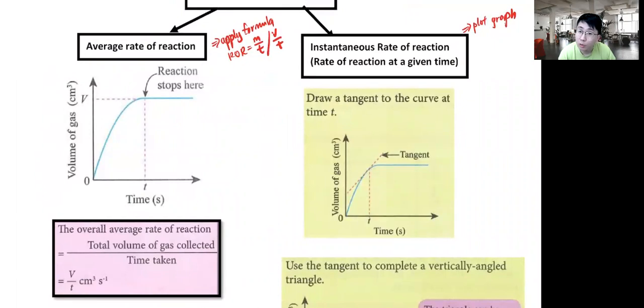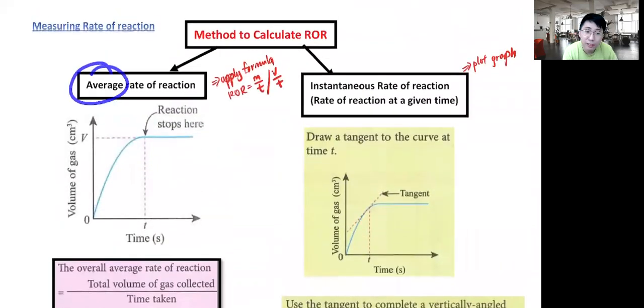Why? Because to find a specific point... this average is to find the rate of reaction among a range. Okay, it must be within a range. We call it average rate of reaction. But instantaneous rate of reaction means at that specific time, in 32 seconds, in 54 seconds, at that moment of time, what is the rate of reaction? So we call that instantaneous rate of reaction.